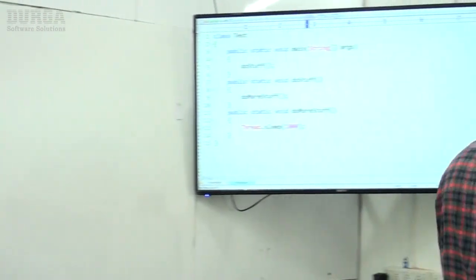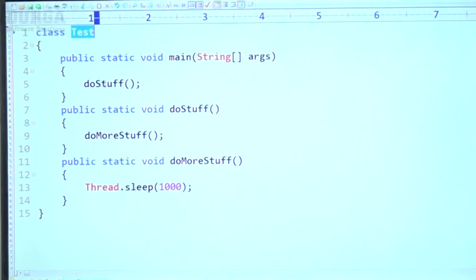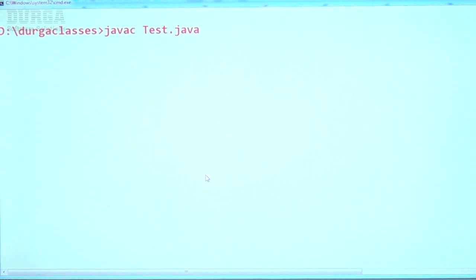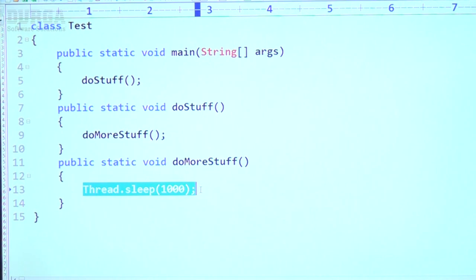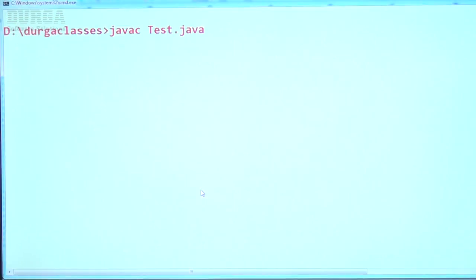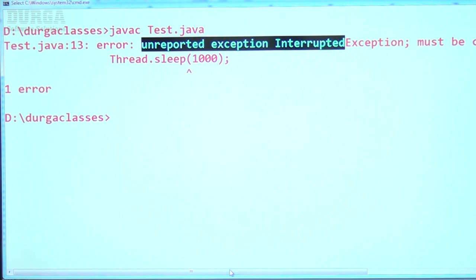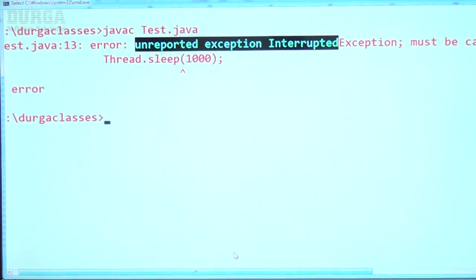The same example is already there. Class Test, public static void main, doStuff, next doStuff, doMoreStuff like this, right? Same example. Here observe this. At line number 13 we are going to get the compile time error, right? Now observe carefully, line number 13: unreported exception InterruptedException must be caught or declared to be thrown. This is the error we are going to get.